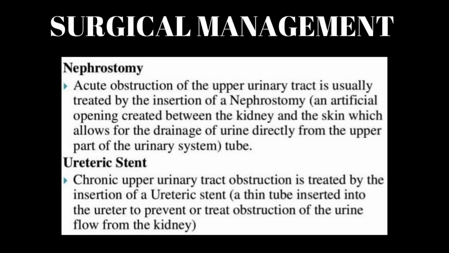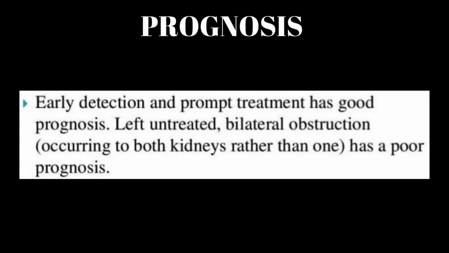Chronic upper urinary tract obstruction is treated by the insertion of a ureteric stent, जो कि है a thin tube inserted into the ureter to prevent or treat obstruction of the urine flow from the kidney. Then we will talk our last slide, जो है prognosis. Early detection and prompt treatment has good prognosis. Left untreated, bilateral obstruction occurring to both kidneys rather than the one has a poor prognosis.